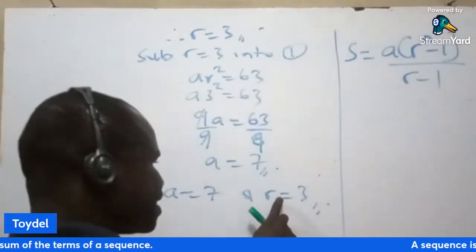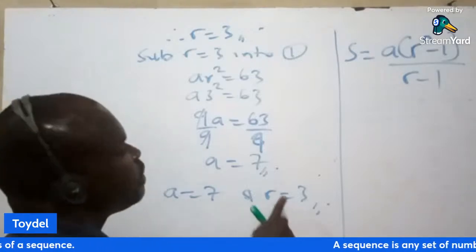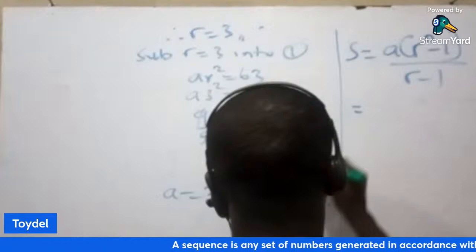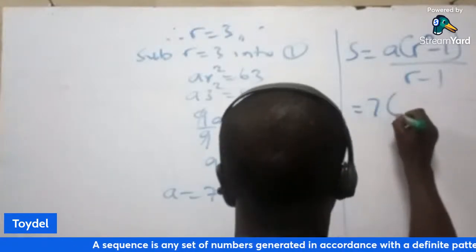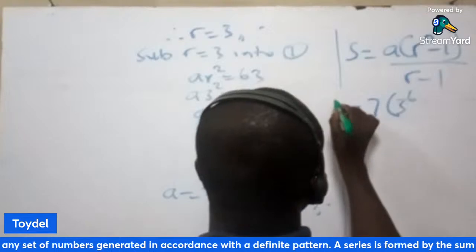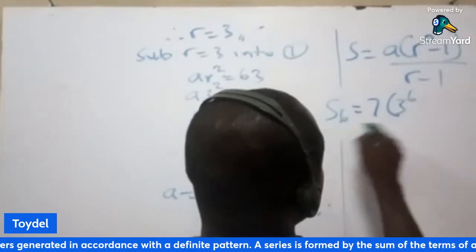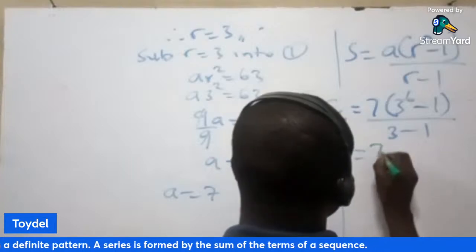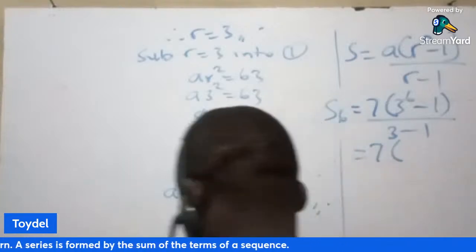Because the value of r is greater than 1. If the value of r is less than 1, then we go ahead and use the second formula. So the value of a is 7, r is 3. We have 3 raised to power 6. We want to find the sum of the first 6 terms, when n equals 6, 3 to the power 6 minus 1 all over 3 minus 1.